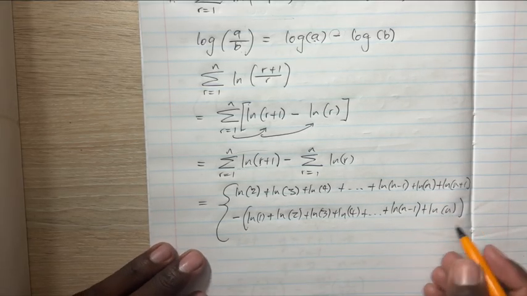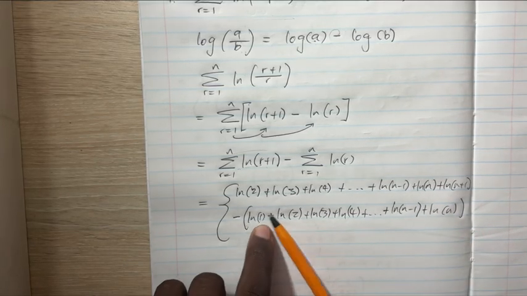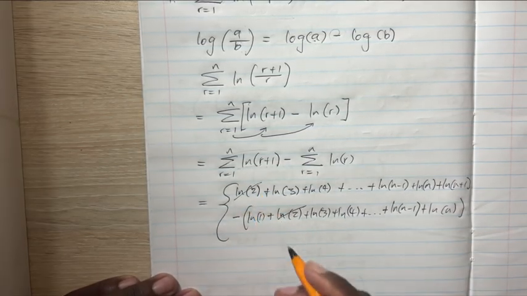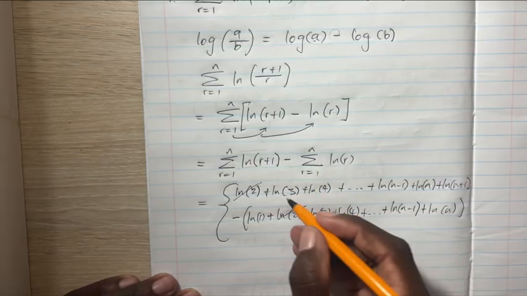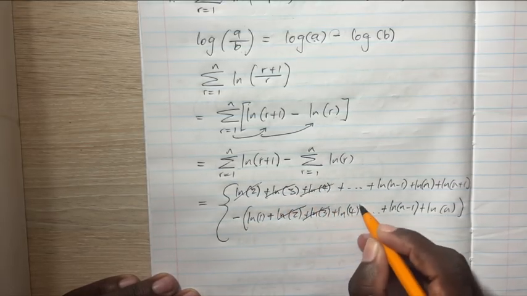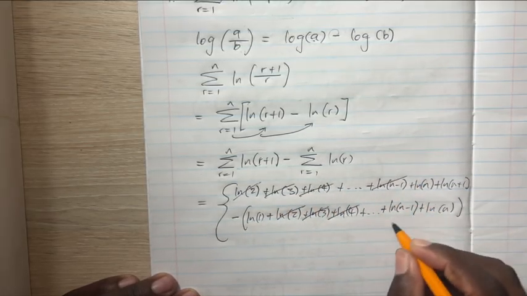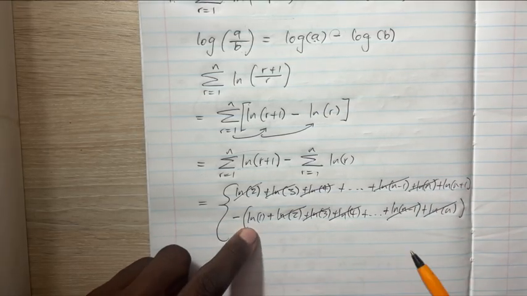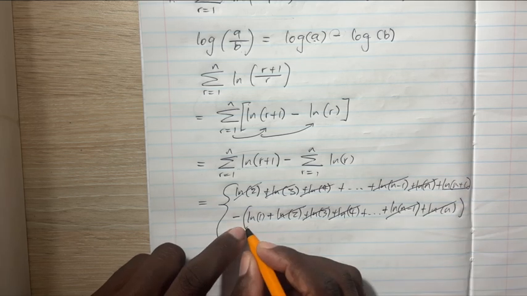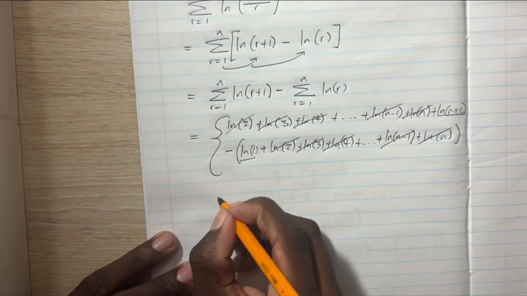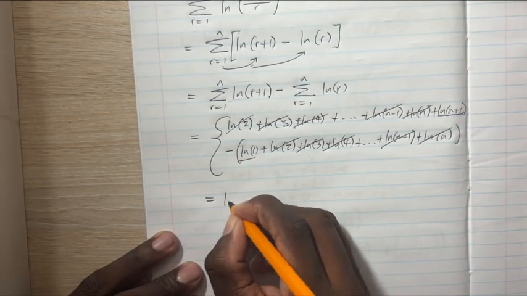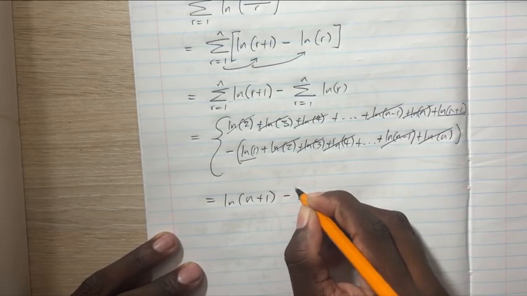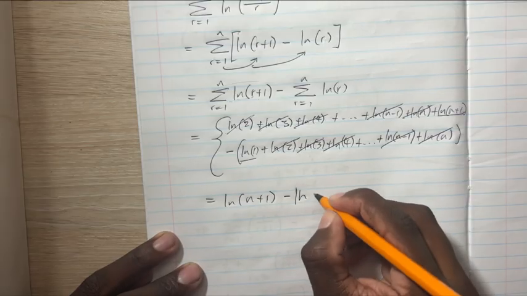We distribute the negative sign, you get that this becomes negative, and all of these become negative. So this cancels that guy. Remember, don't cancel on your test. I'm just trying to show you guys what happens. I'm not going to cancel on the next question. Okay, so what do we have left? That guy and this guy. So basically we have ln (n plus 1) minus ln 1.